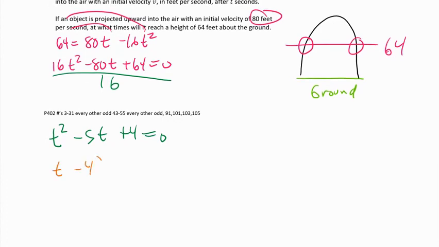Factor it to t minus 4, t minus 1. So t is equal to 4 or 1. So at 1 second, it's going to be 64 feet above the ground. At 64 feet, it would take it 4 seconds till it goes up and then comes back down.